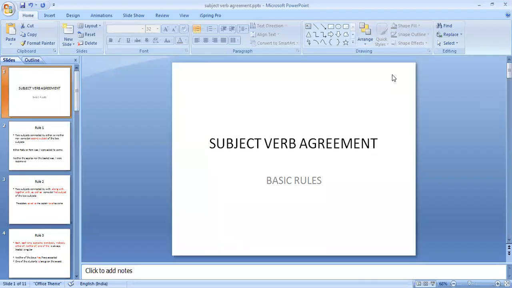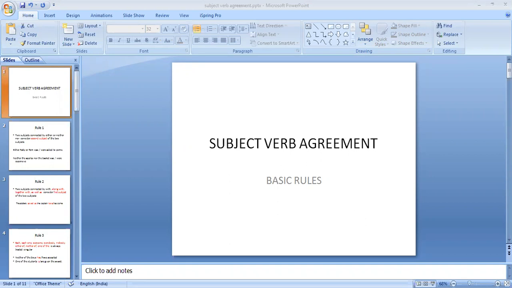Hi students, in this class we are going to see about subject verb agreement. This has already been taught during class hours. Now once again let me revise the very basic and fundamental rules that come under subject verb agreement, and probably you all know about this subject.